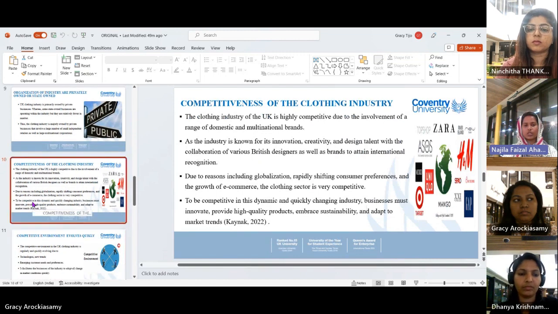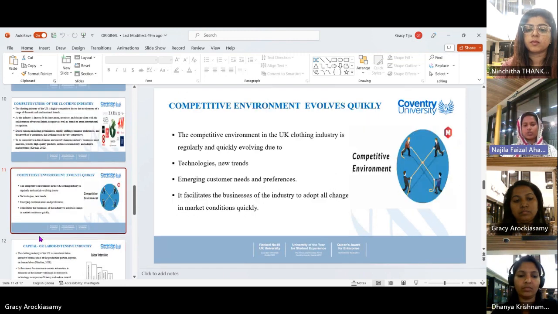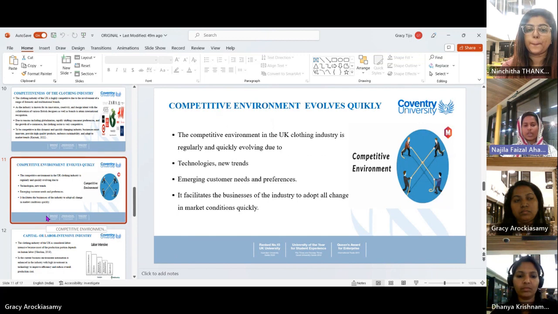There are various challenges faced by the industry, such as higher demand for ethical and sustainable fashion, the environmental impact of the industry, and fast changing preferences of customers that make it more dynamic and competitive. And finally, the competitive environment evolves quickly. This shows that there are various challenges faced by the industry, such as higher demand for ethical and sustainable fashion, impact on the environment, and fast changing preferences of customers that make it more dynamic and competitive.